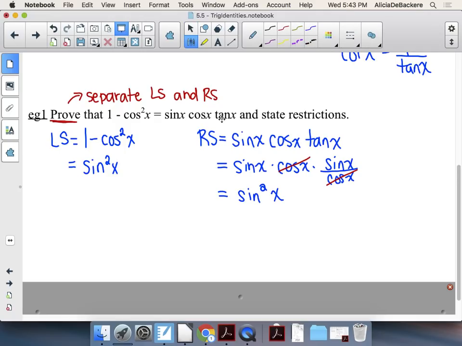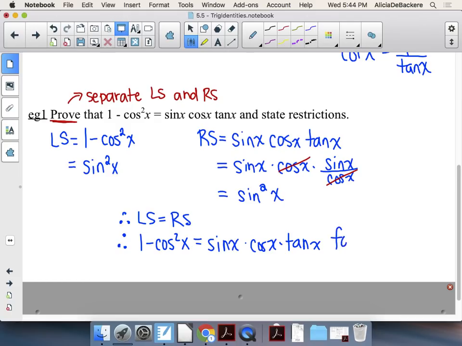So to summarize what I found, I'll say, look, now I've proven that the left side is equal to the right side. And that tells me that 1 minus cos squared x equals sine x times cos x times tan x for every single value of x.